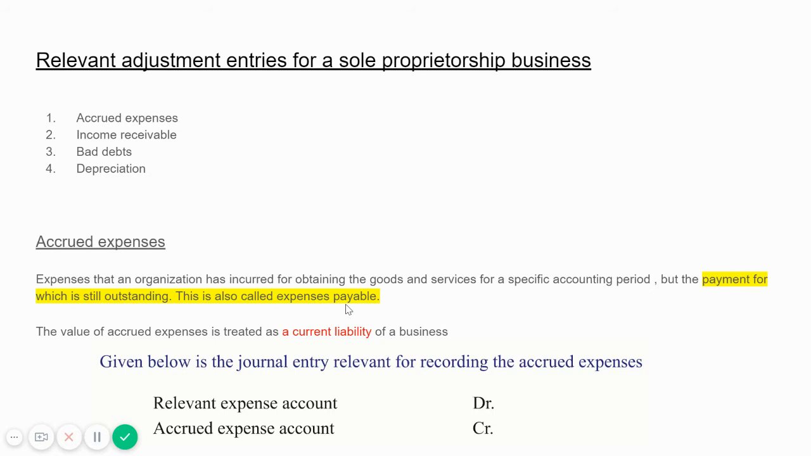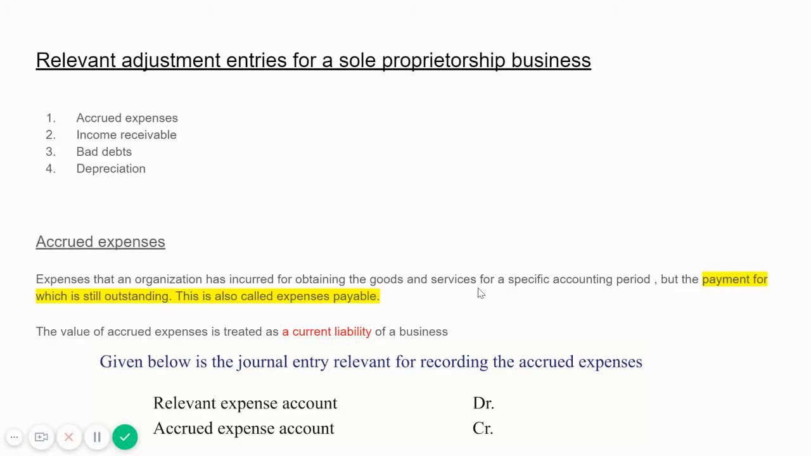Now, when a business organization is obtaining goods and services, I mean, when they are trading, when they are buying and selling, or when they are doing the main operation of the business during an accounting period, there can be lots of expenses which are still outstanding, which we have not paid yet. So the way that we are going to do accounting for these outstanding payments will be known as accrued expenses.